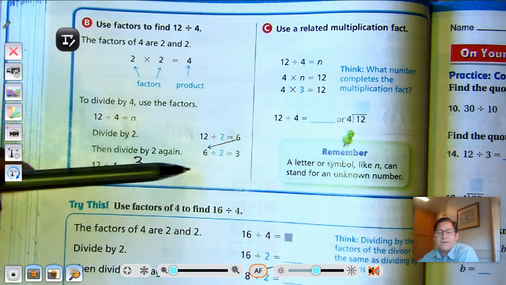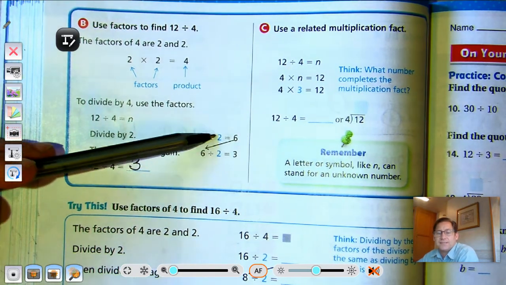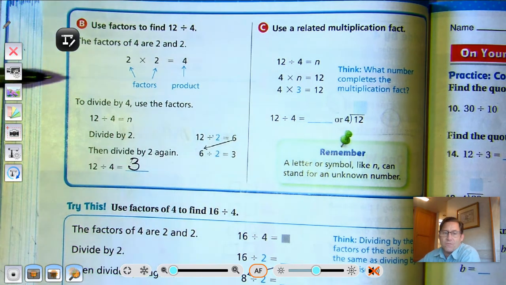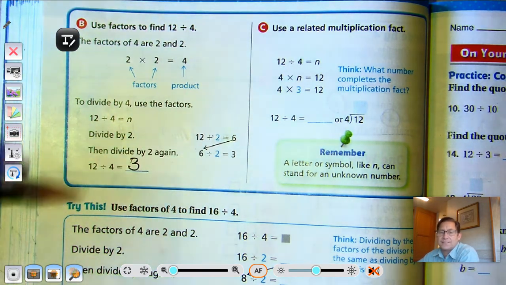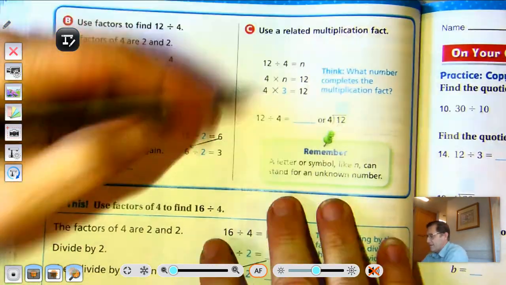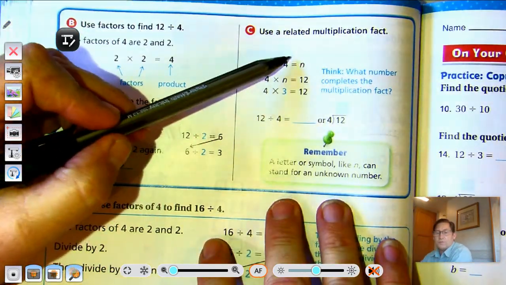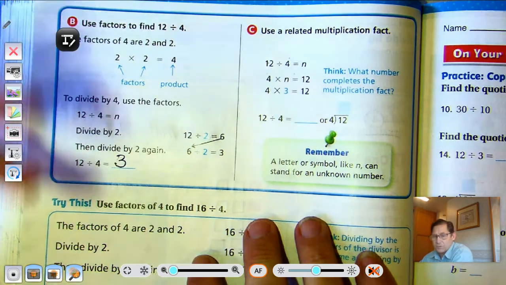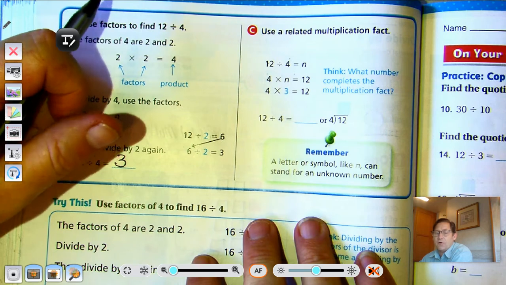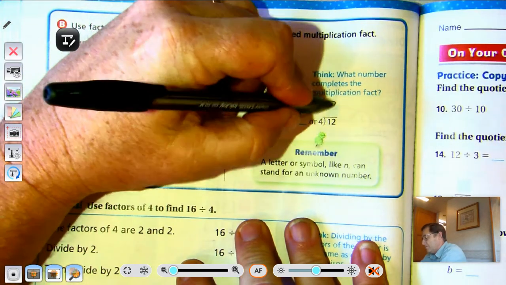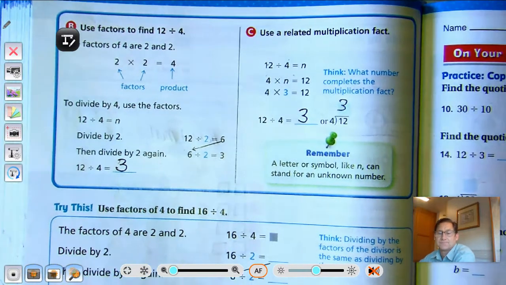Okay, so why did we divide by 2 twice? Because 2 times 2 is 4. So rather than dividing by 4, we divided by 2 twice. All right, we could also use a related multiplication fact. And 12 divided by 4 is the same as saying 4 times what is 12? Well, we should know our 4 times table by heart. And 4 times 3 is 12. So 12 divided by 4 is 3.